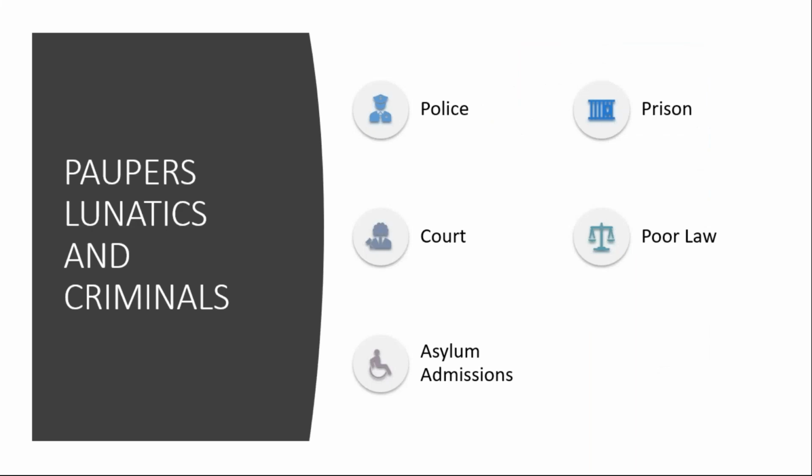We'll be looking in depth at some paupers, lunatics, and criminals, and some of the various records that are available for those. So police records, prison records, court records, both sheriff court and high court, the poor law records, as we mentioned before, and asylum admission records.